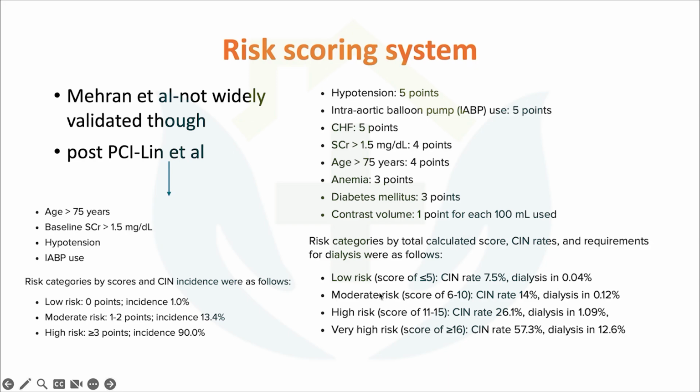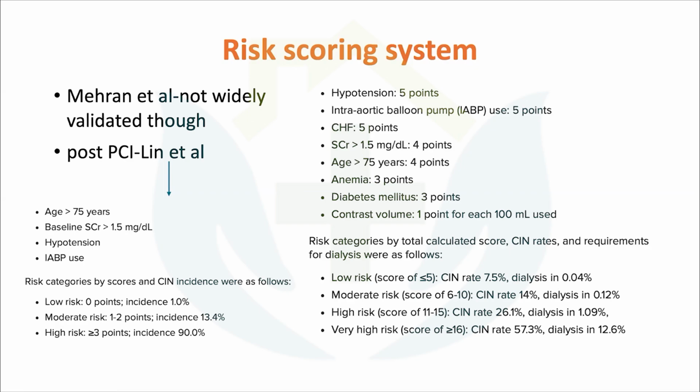And if the CIN risk score is low, say less than 5, the risk is obviously lower. If the risk is high, say more than 11, then the risk of CIN goes up till 26% from somewhat around 8% with low CIN score, and the risk of dialysis also increases. And if it is a very high risk score of more than equal to 16, the CIN rate is almost as high as 58%, and dialysis requirement is almost as high as 12.6%.